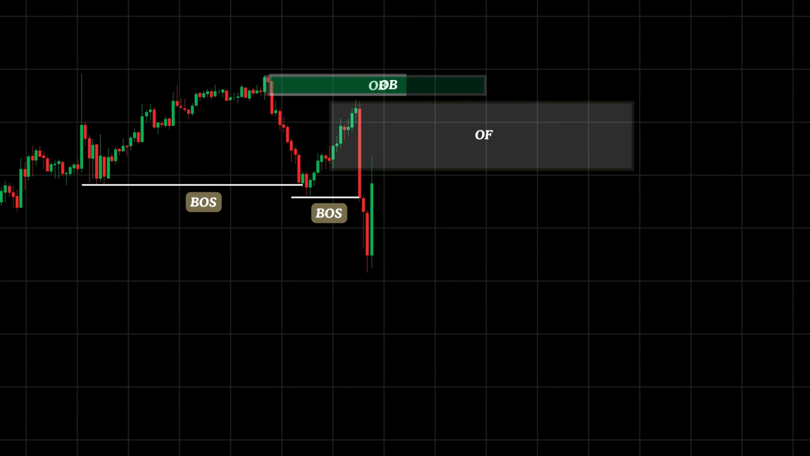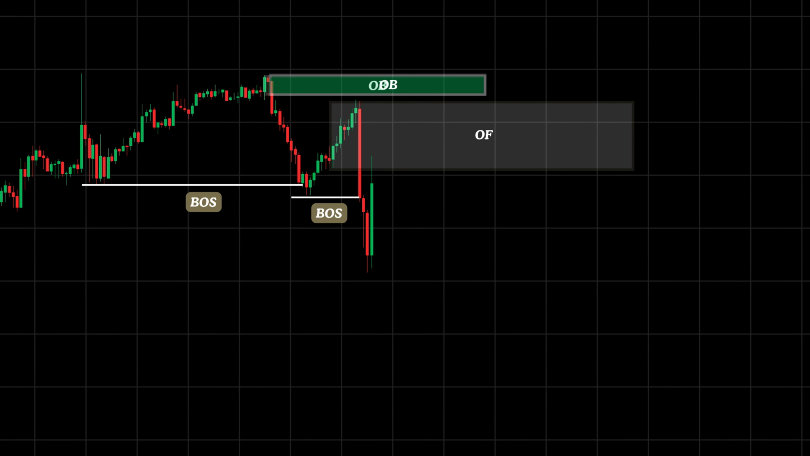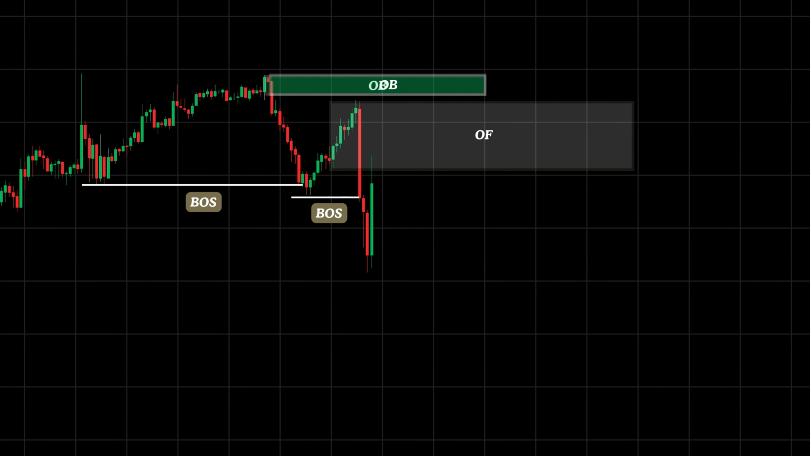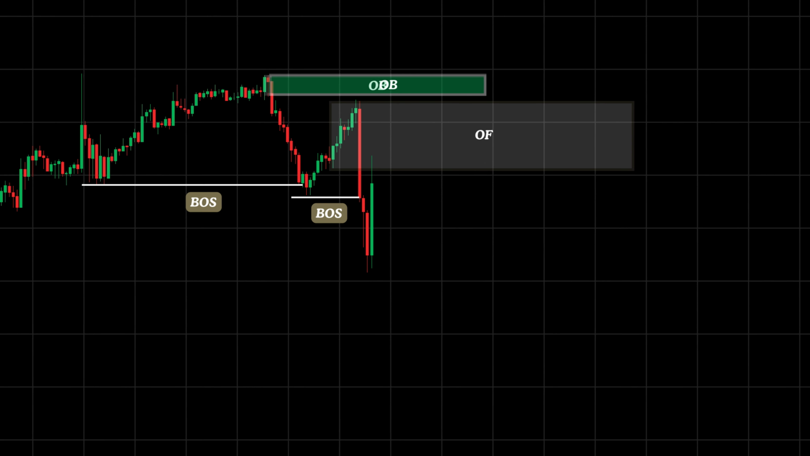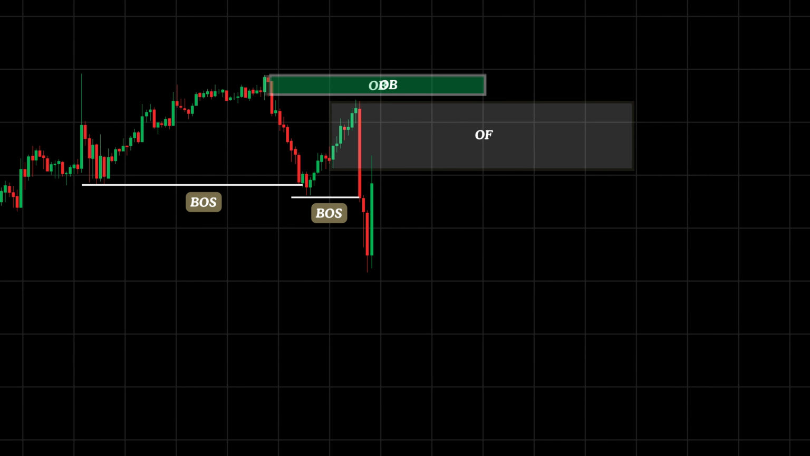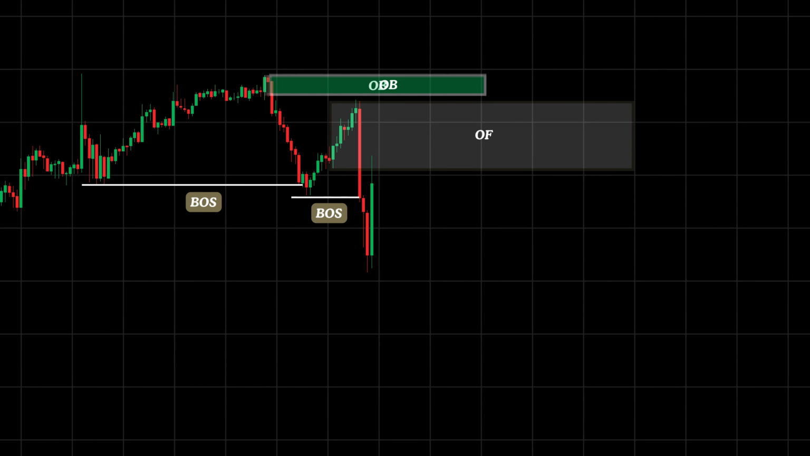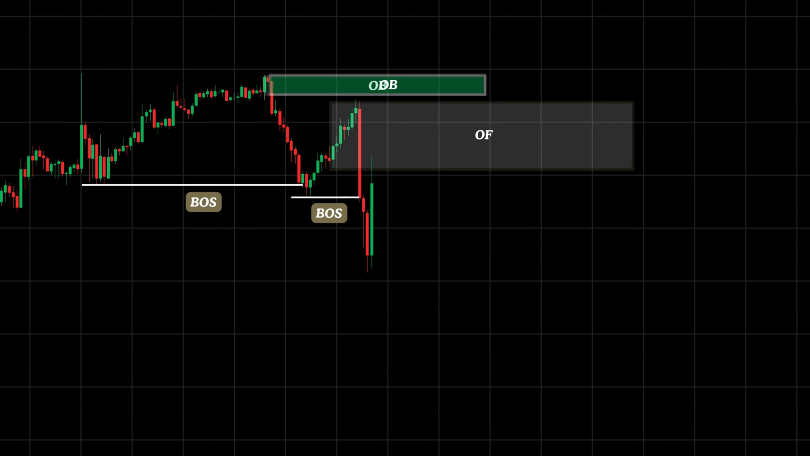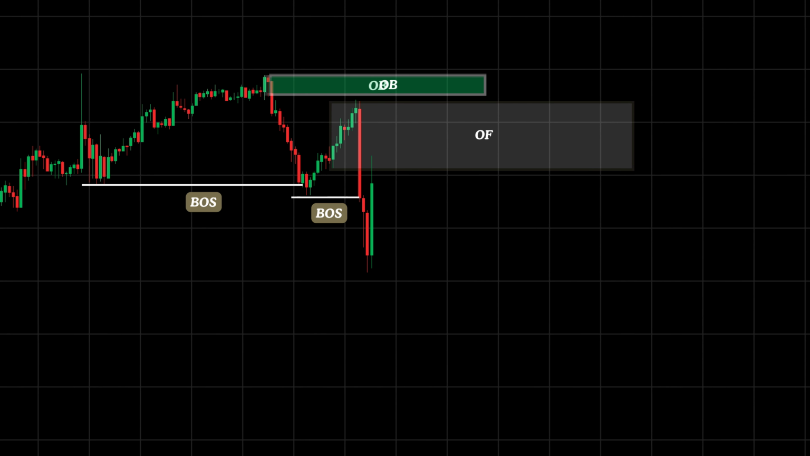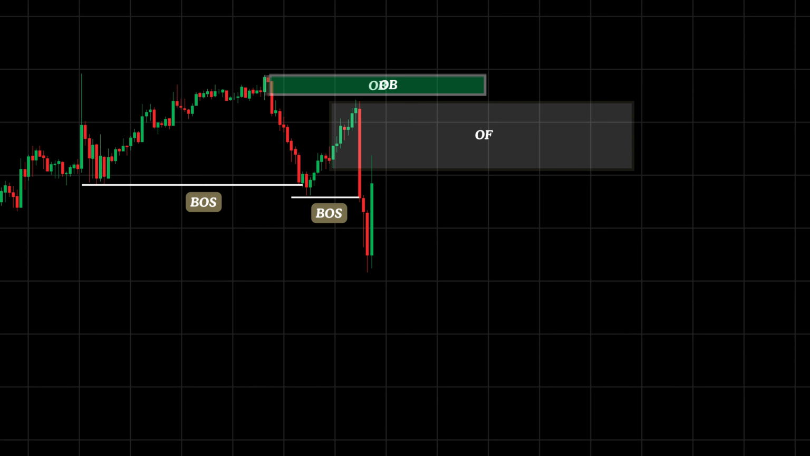Once we've marked this area of interest, the next step is to patiently wait for price to revisit the order flow zone. As shown on the chart, price makes a strong upward push into the zone, marked by a solid white candle. From here, we shift to the 1-minute time frame to gain a more detailed view and look for a significant change of character, CHOCH, in the price action.